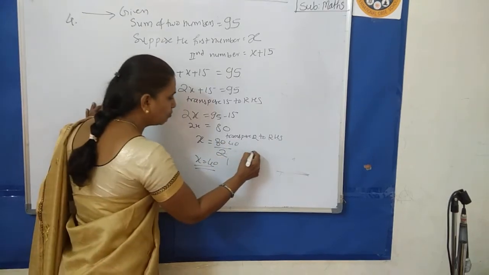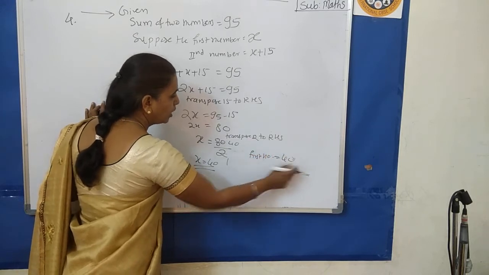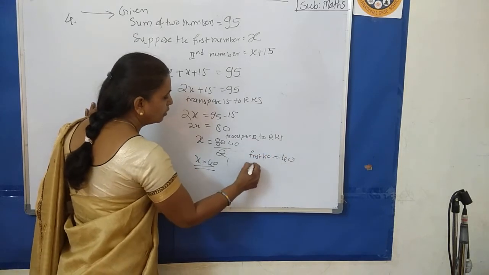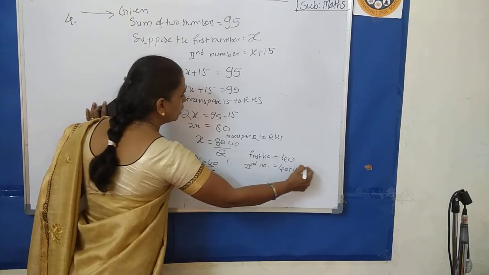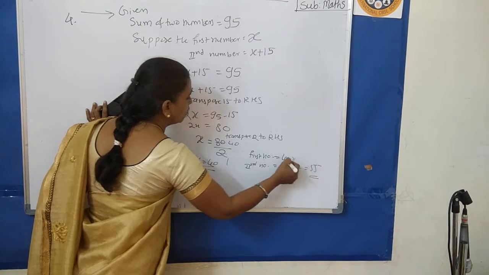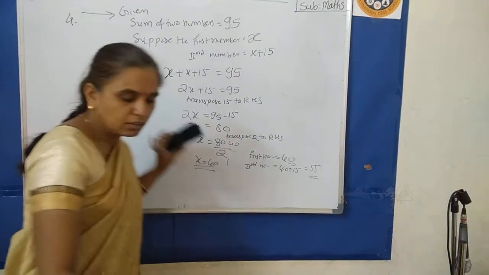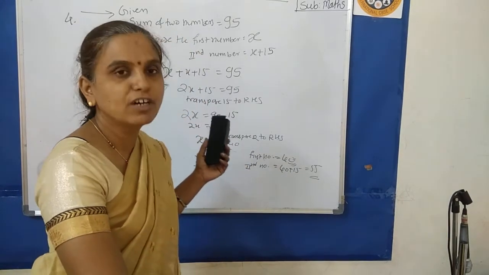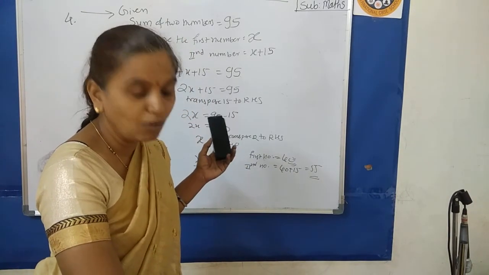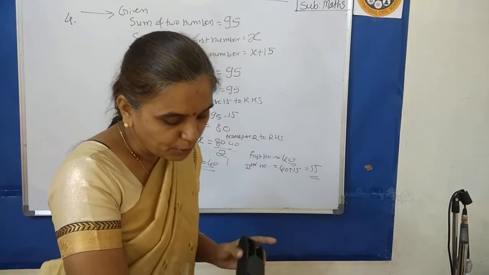Therefore, the first number is equal to 40 and the second number is equal to 40 plus 15, that is equal to 55. Hence, we got both the numbers. Do you understand? Okay. Both the examples are different. The third example is about the sides of a triangle and the fourth example is about numbers.